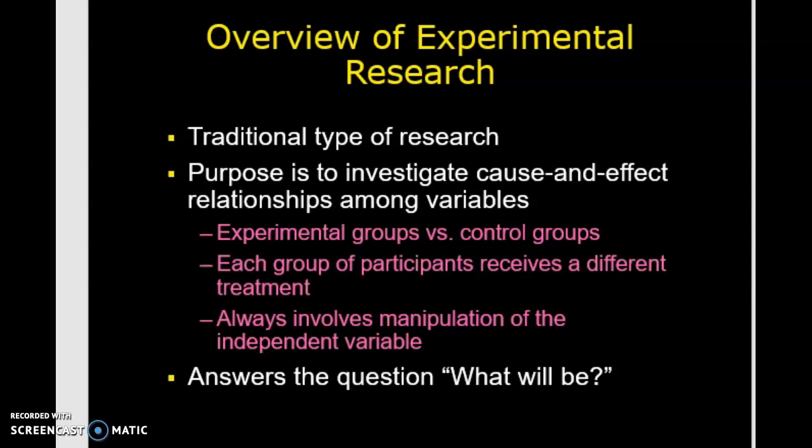And so, in experimental research design, each group of participants receives a different type of treatment. There is always some type of manipulation, either in the assignment of people to the groups or in the manipulation of the treatment, where one group may receive a treatment and the other one may not. Experimental research design answers the fundamental question of what will be. So, if a group of people were to receive this and the other were not to receive it, what will be the outcome?